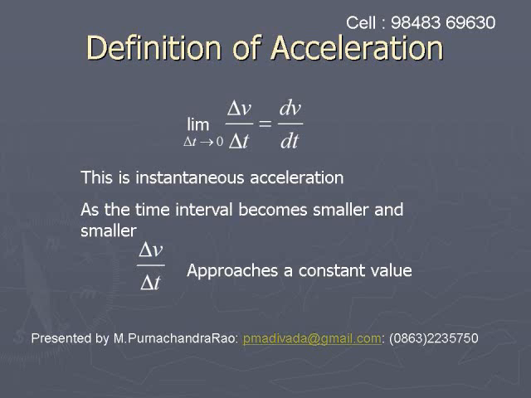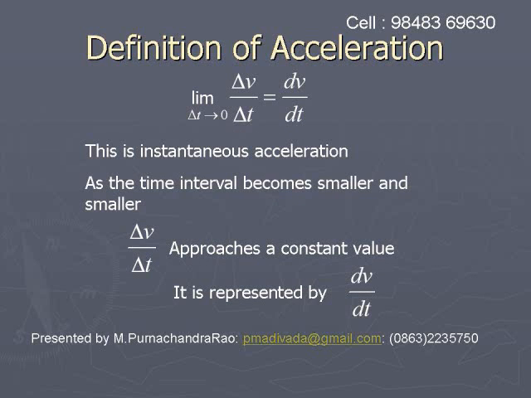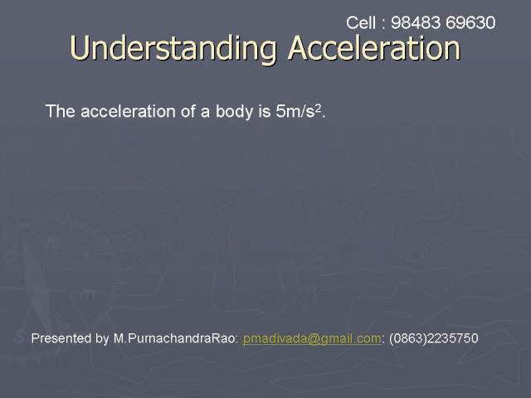approaches a constant value as the time interval approaches 0. As the time interval is reduced, it becomes smaller and smaller. The ratio delta v by delta t approaches a constant value. That constant value is denoted by dv by dt. This is instantaneous acceleration. To understand the effect of acceleration, let us answer the following questions.